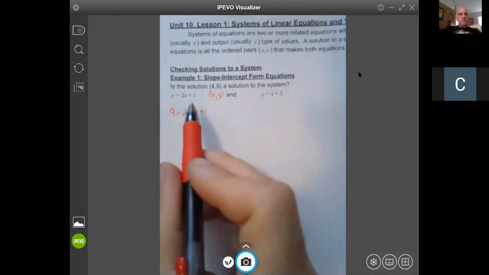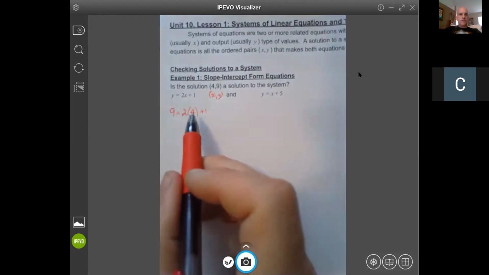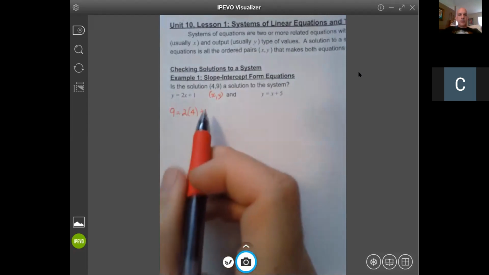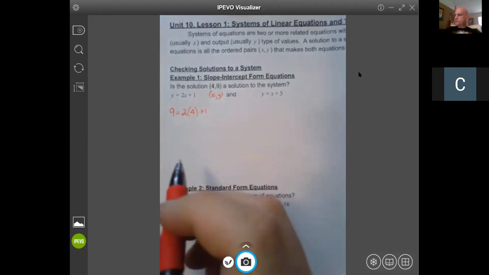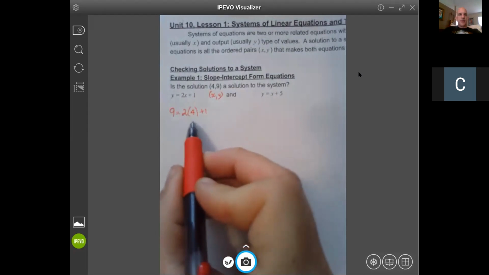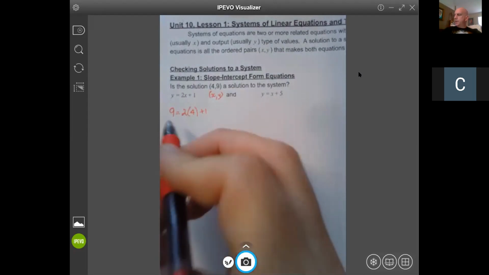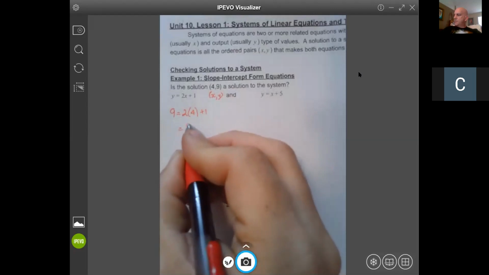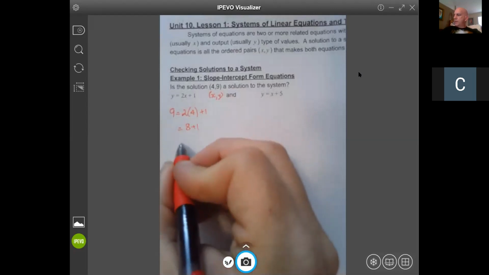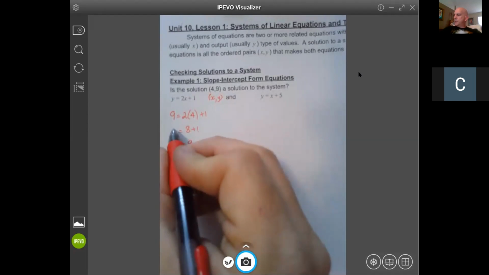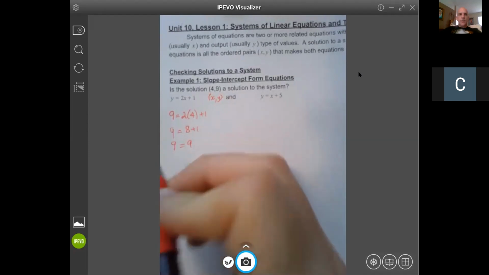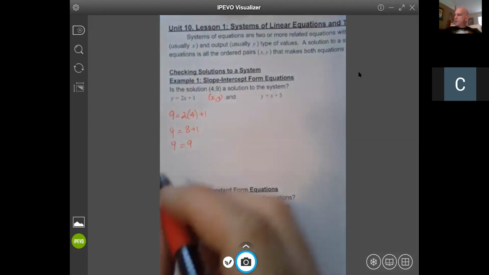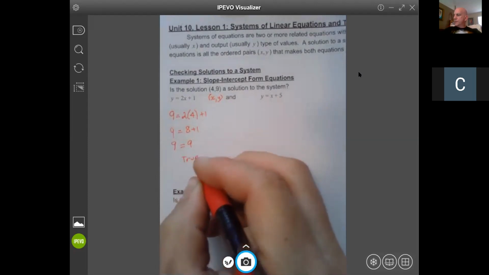So this is 2 times x, which means we're going to say 2 times 4, right? And the plus 1 is still part of that equation. Now we're just going to simplify this side to see if it equals 9. 2 times 4 is 8, plus that 1 equals 9. So if we continue that down, that is a true equation.